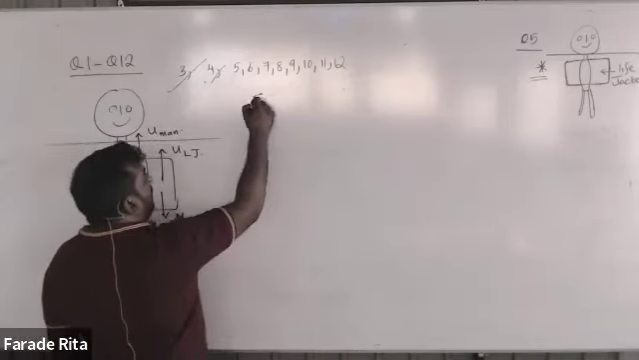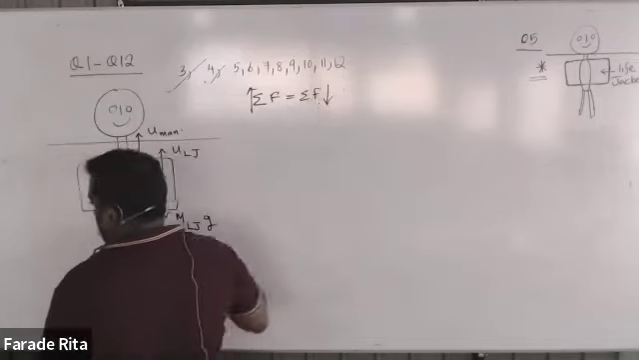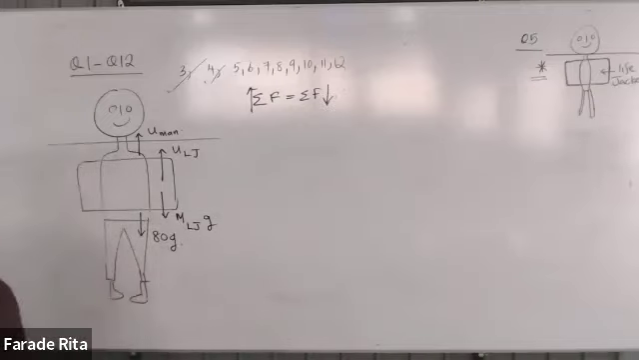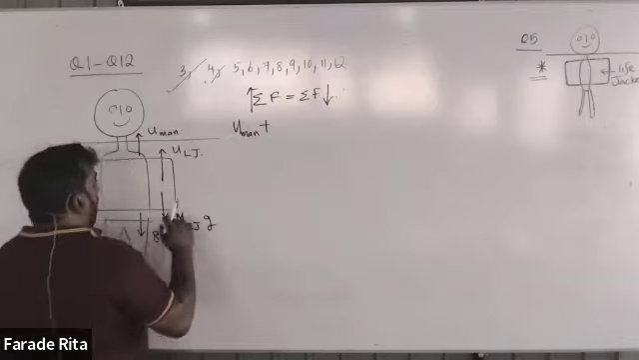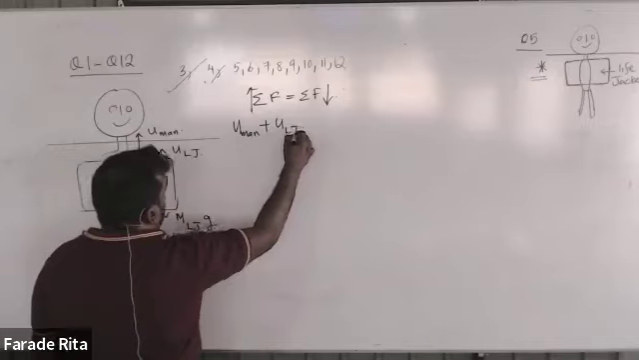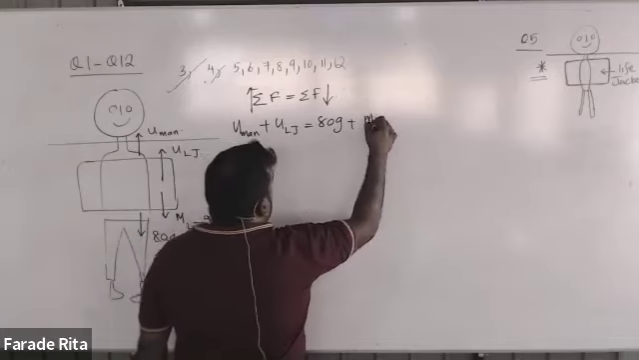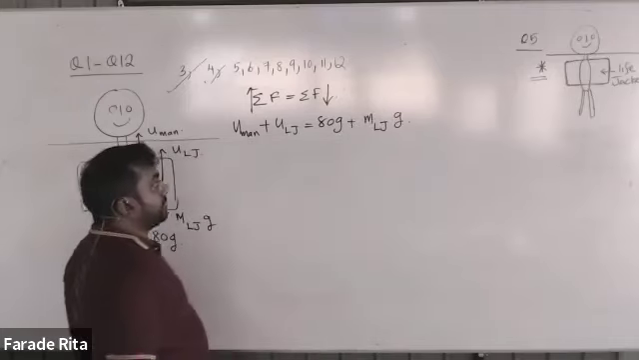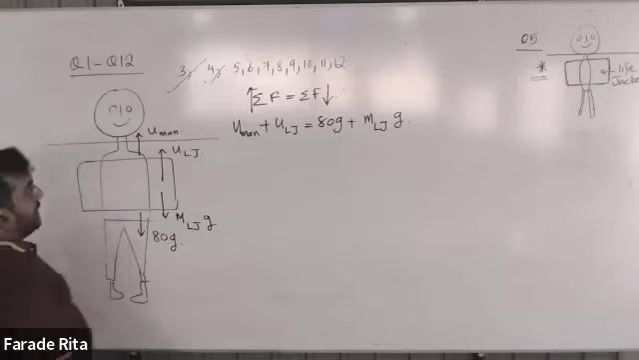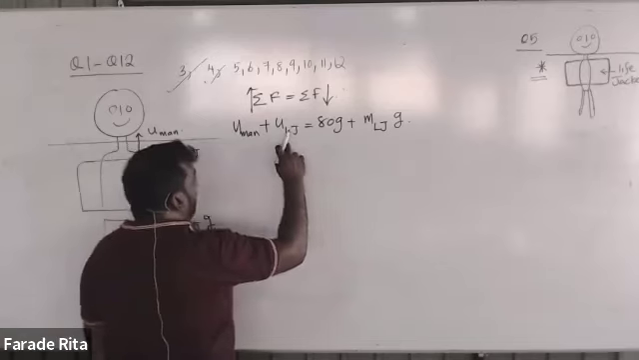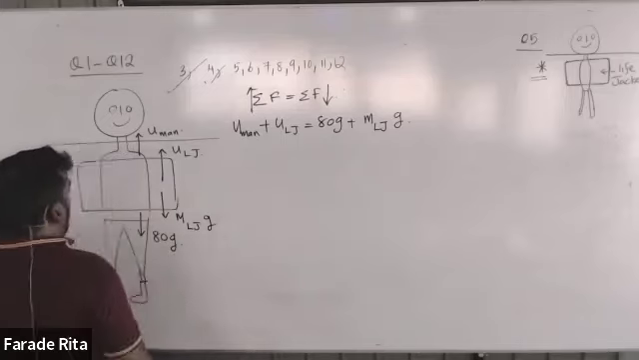Now what? The sum of forces acting upward balances the sum of forces acting downward. Upthrust on the man plus upthrust on the life jacket is equal to weight of the man plus weight of the life jacket. So upthrust acting on the man, upthrust acting on the life jacket, weight of the man, weight of the life jacket.